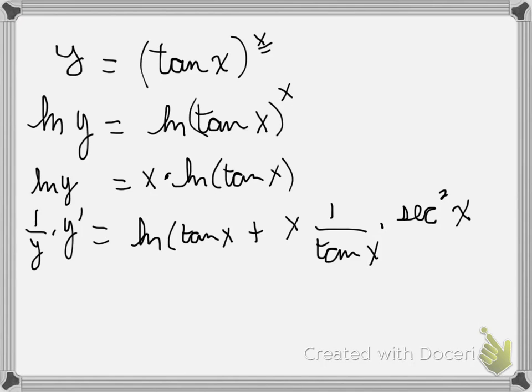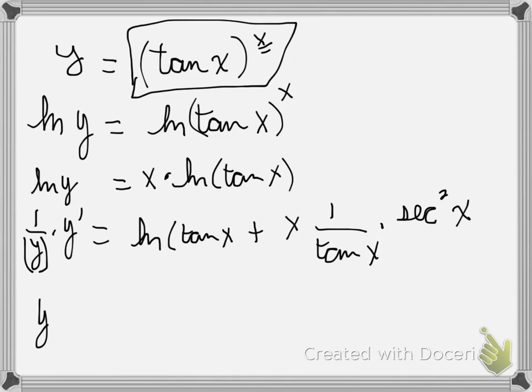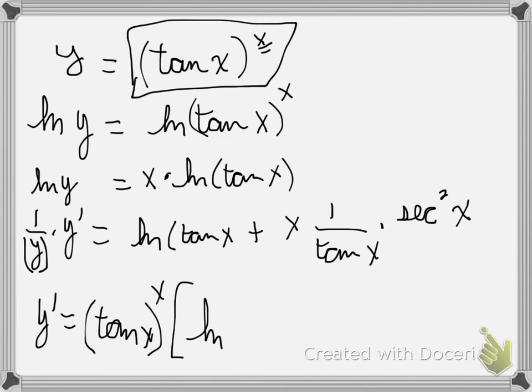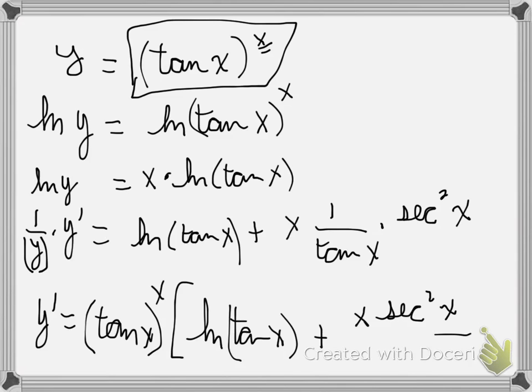Now if we multiply each side by y, and let's remember that y is equal to the tangent of x raised to the x, we get y prime equals y, or the tangent of x raised to the x power, times the natural log of the tangent of x, plus x times the secant squared of x over the tangent of x. And I would leave it just like that. Okay.